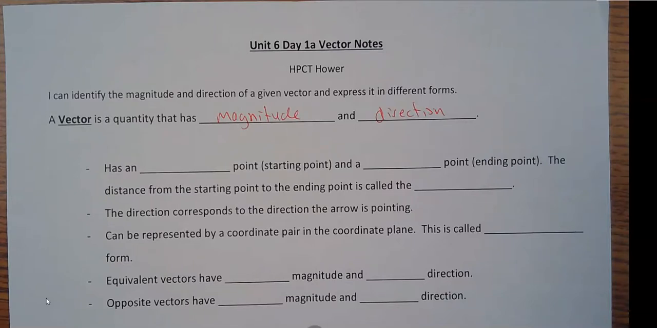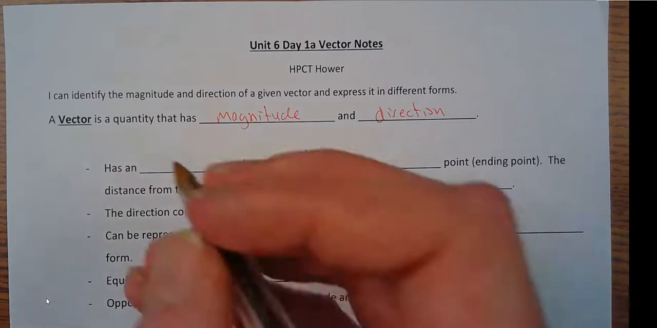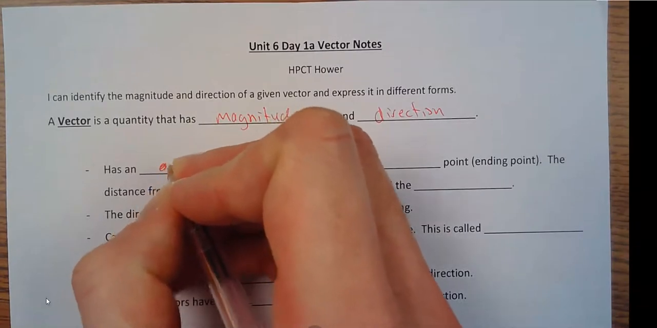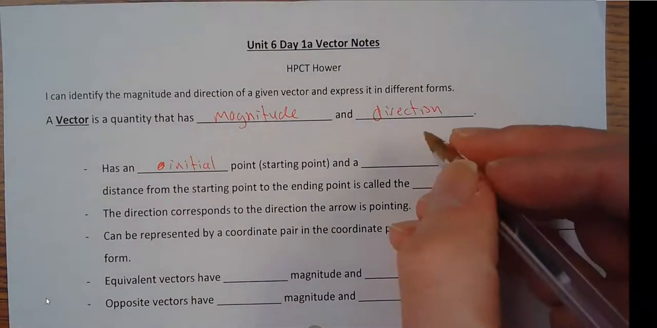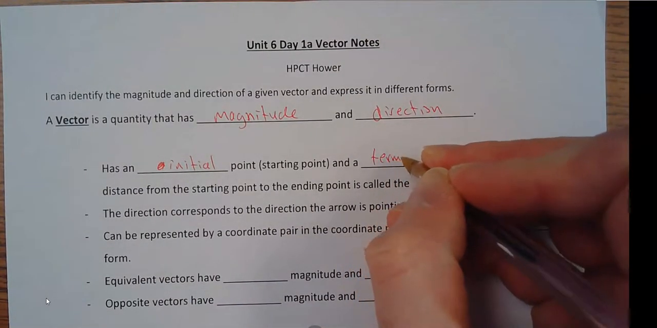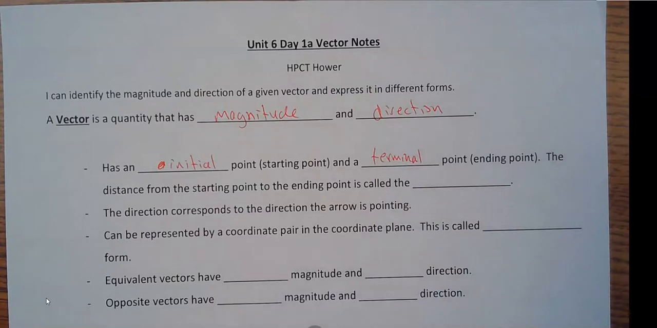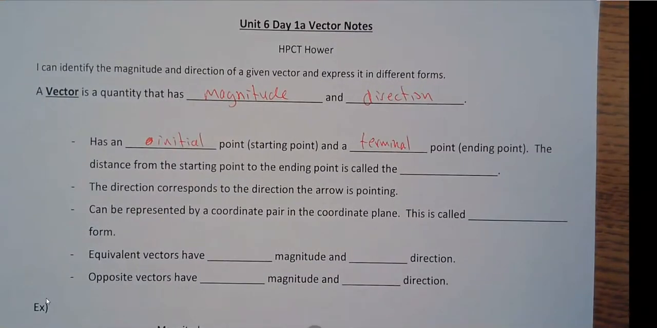So every vector, when we draw it, has to have an initial point, which is a starting point, and it has to have a terminal point, which is the end point. When you draw an arrow, you put the pen down, that's your initial point, and you put an arrow at the end, that's the terminal point. Now it doesn't actually keep going. When we were graphing linear equations in Algebra 1, you had to put an arrow on the end to show that it goes on forever. These actually stop.